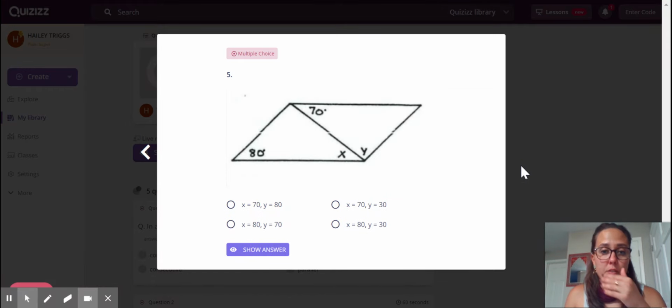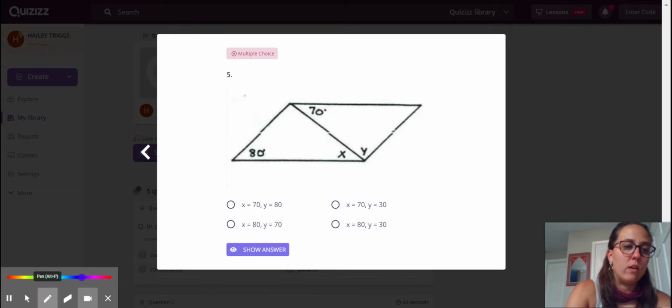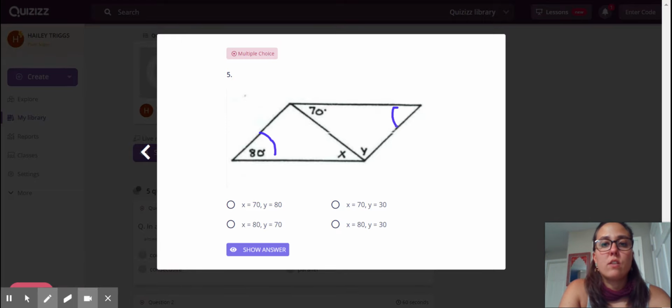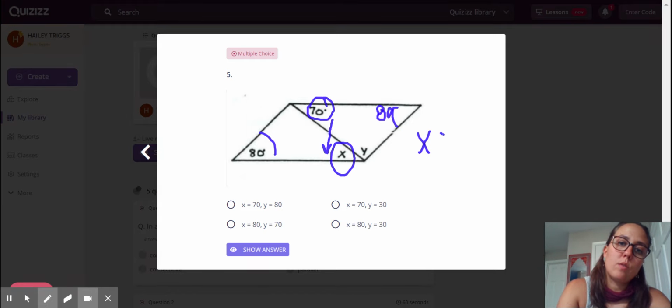And number 5, so again, same properties, right? Parallelogram, there's a diagonal, and we have some angles. So we know that opposite angles are congruent, so that means if that's 80, then that's also 80. I just like to label it because I know that that's true. And therefore, if this is 70, then the angle that is opposite is 70, so that means x will be 70.